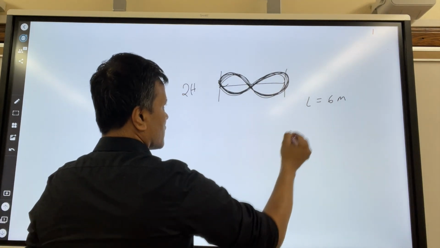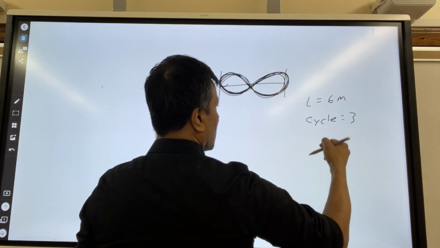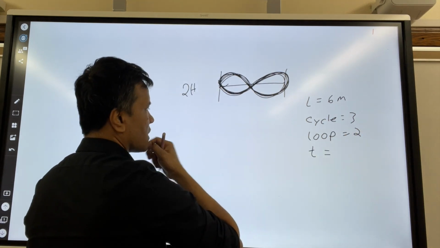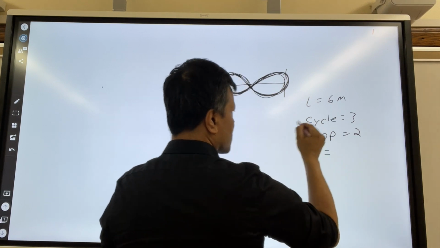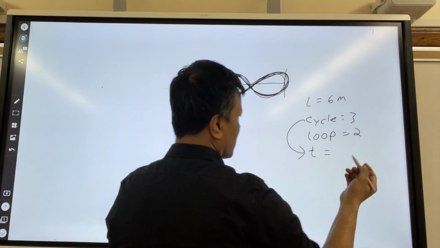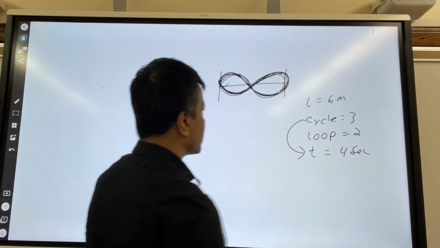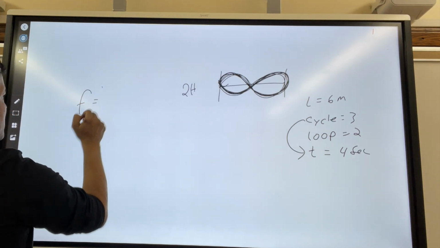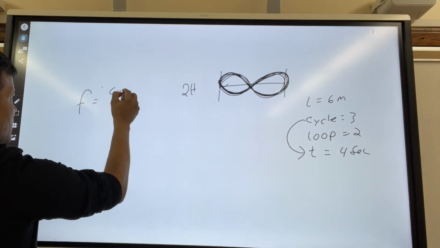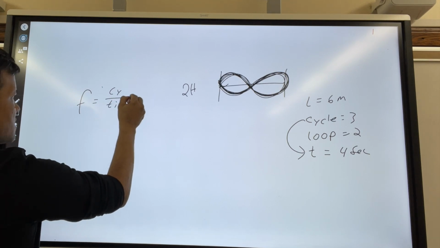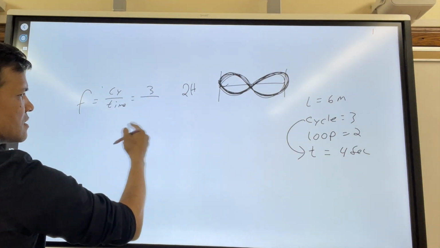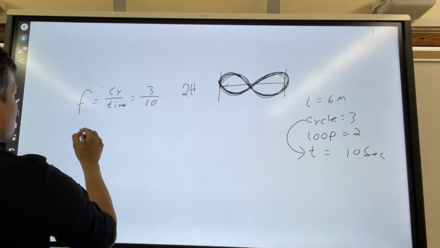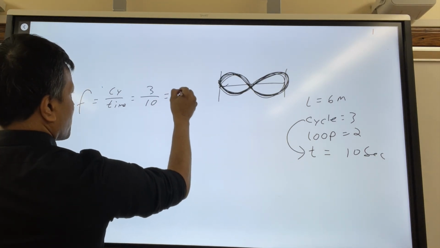It took a long time, I don't remember, so let's make it up. It takes 4 seconds to do 3 cycles. I want you to find the frequency. Frequency is cycles over time. The cycles are 3, and the time is less than 10 seconds. To make it easy, let's say 10 seconds. So the frequency is 0.3 hertz.